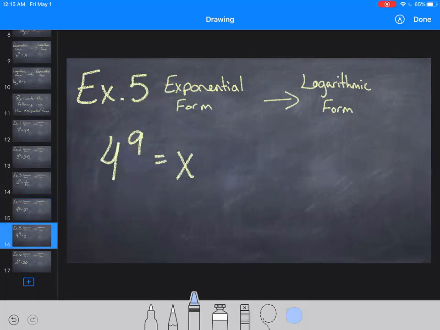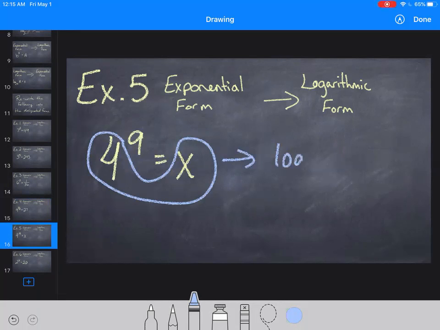Let's take a look at example 5. Same thing. I circle the base and the answer. I rewrite it so it's the log. The first thing I circled becomes the base of my logarithm. The second thing I circled becomes my argument, and it's always equal to that exponent every single time.